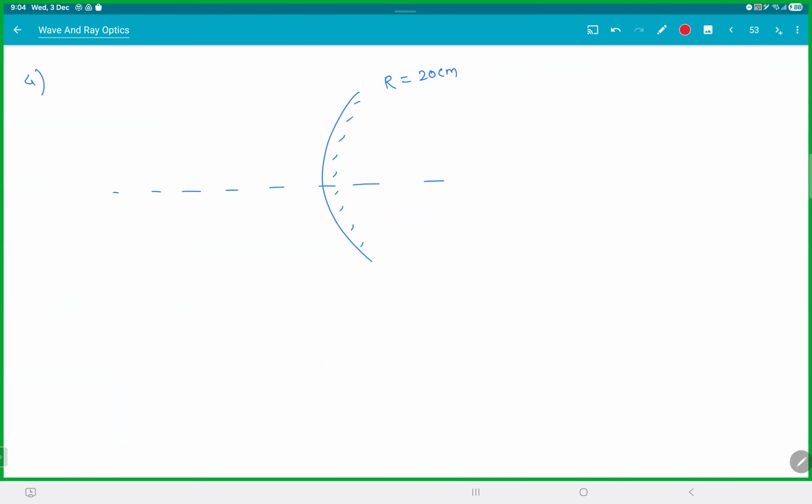Twenty centimeters. Here we've got a thin rod. This is also 20 centimeters, and this is the length of the rod, L. Case 1, L is 20 centimeters. Case 2, L is equal to 2 millimeters. Find the length of the object. Length of the image.